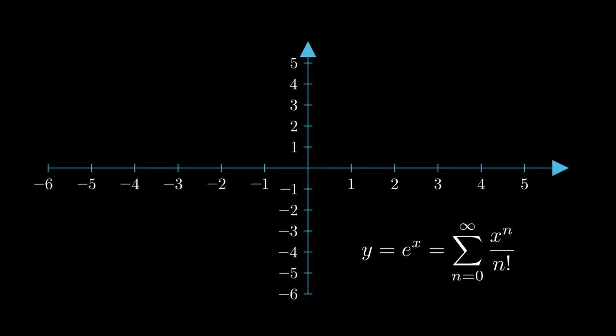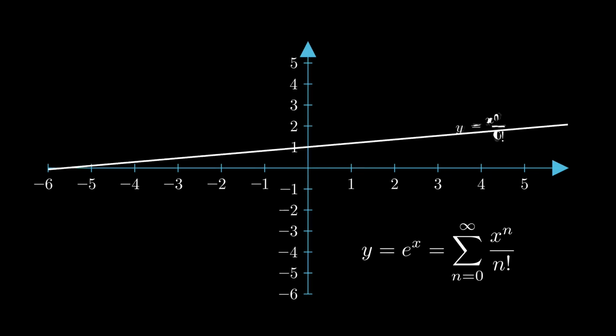To start out, let's take a look at the infinite sum that approaches e to the x. It's defined as a summation from n equals 0 to infinity of x to the n over n factorial. To visualize the way this approaches e to the x as n tends to infinity, we can graph the series at different values of n, starting with 0.